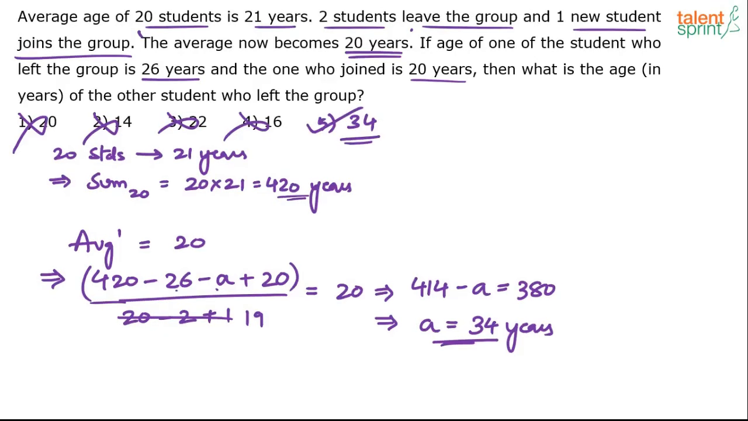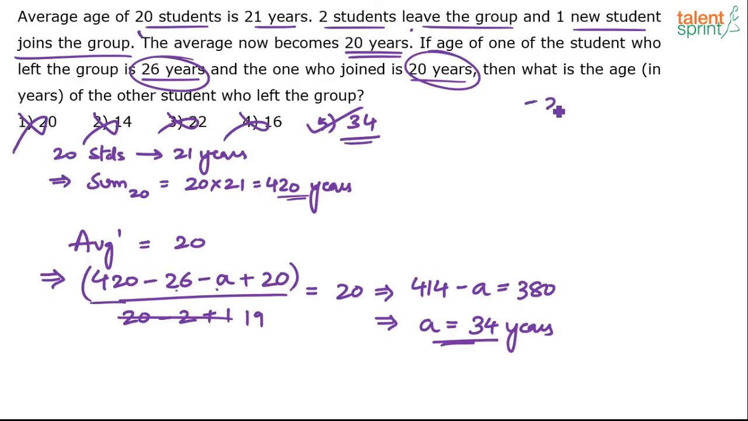If I try and do it the other way, like mentally, what happens? Forget about one person. Instead of saying 2 persons have left and 1 person has joined, you see the person who has gone out is 26 years old. I'm just verifying if 34 is the answer or not. Who has gone out is 26 years. Who has come in is 20 years. That means we have lost 6 years from the group, right? We have lost 6 years from the group and we have lost 1 person from the group.